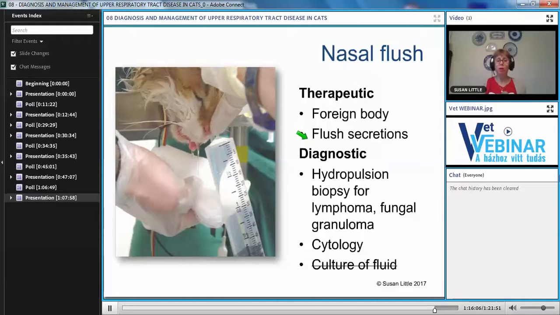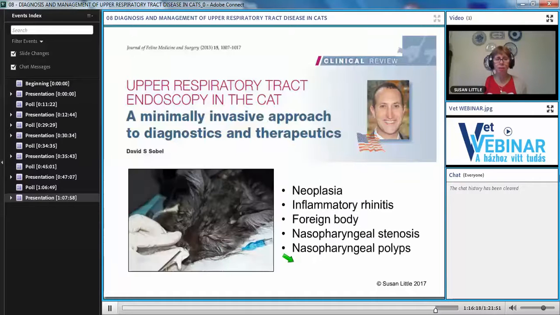So we could look at cytology. The one thing I will tell you is that culturing fluid is not worth doing. It's a waste of money. You won't get a good answer on culturing the fluid on those cats. Endoscopy is becoming popular for some of these cases, especially neoplasias, foreign bodies, polyps, so both flexible and rigid endoscopy.